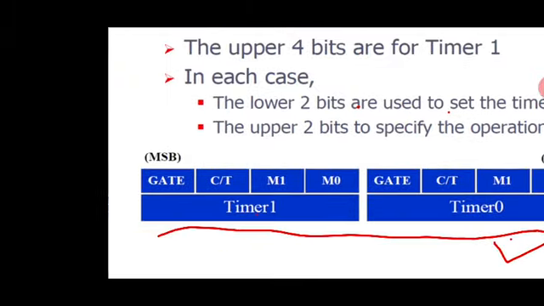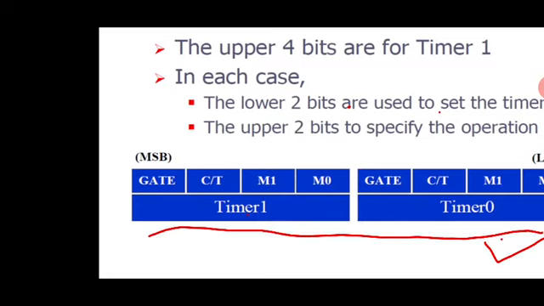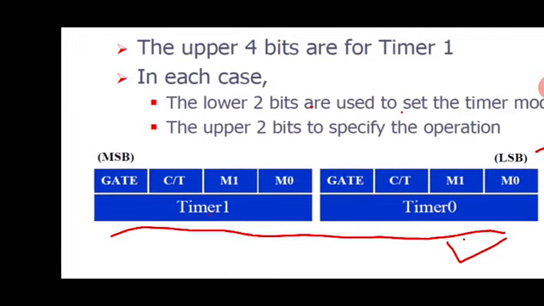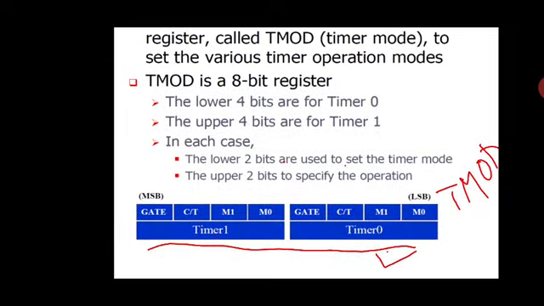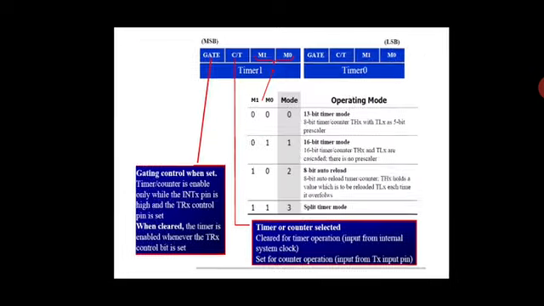Similarly, the same bits go into the higher nibble: M0, M1, C/T, GATE. Both will be the same. You need not worry about that. The information carried in the lower nibble and the higher nibble is different, but for configuring my timers they are divided into two parts, and the operations will be discussed only once.